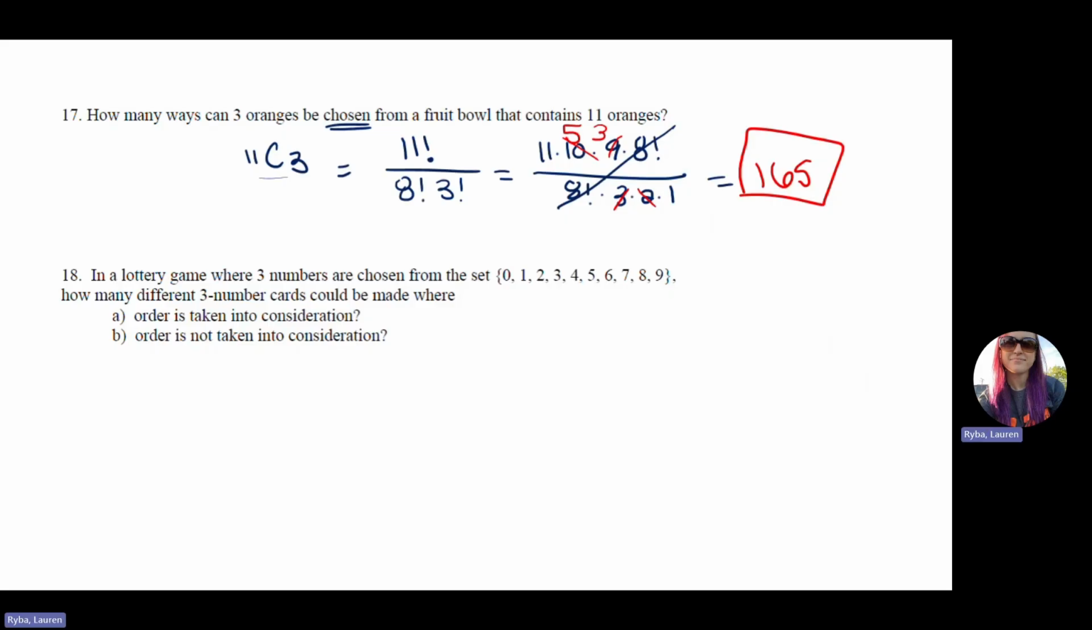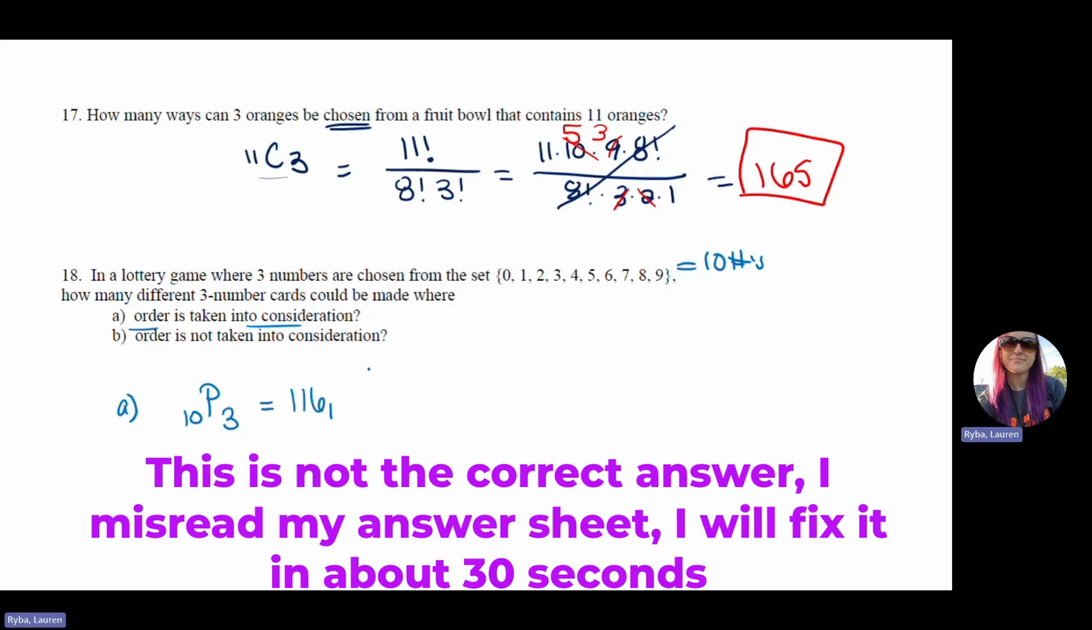In a lottery game where 3 numbers are chosen from the set, so our numbers are 0 to 9, aka that is 10 digits. How many different 3-number cards could be made where order is taken into consideration? So order matters is permutations. I have 10 of them. I want to pick 3 of them. I would go to my calculator, we'll plug this in. You're going to get a lot more options than a combination. You're going to get 116,280.